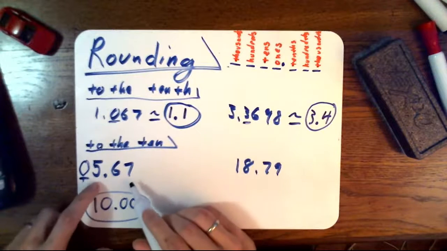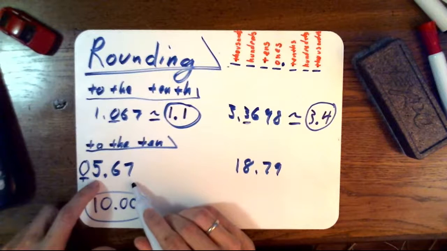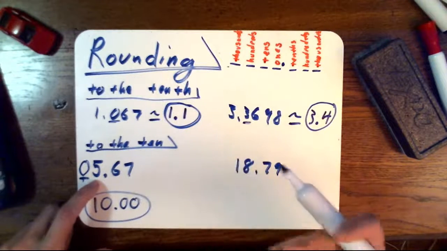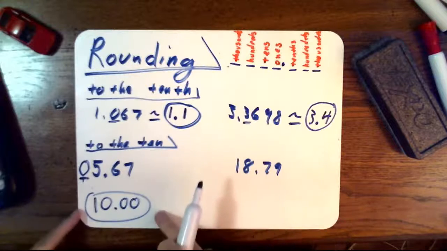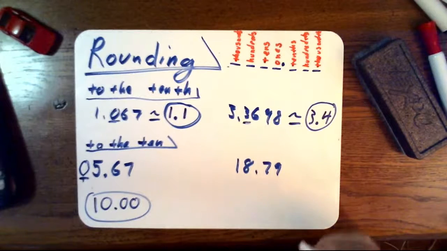I wish money worked that way, because if you have $5.67, maybe you could go to the bank and have them round up to a $10 bill. That would be nice, but it doesn't work that way, sadly.